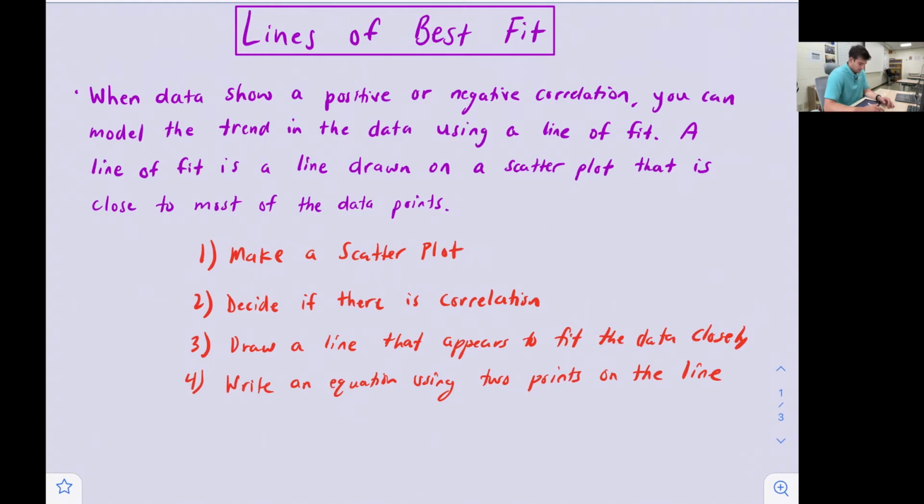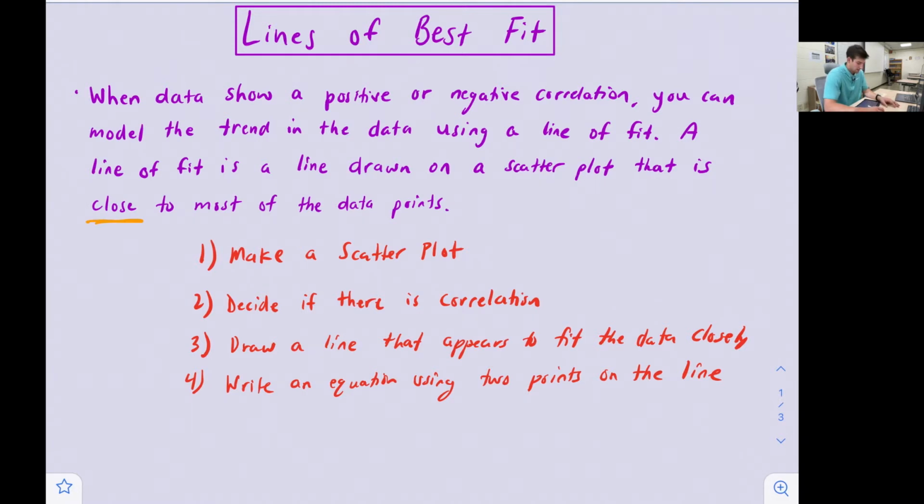So when data show a positive or negative correlation, you can model the trend in the data using a line of fit. A line of fit is a line drawn on the scatter plot that is close to most of the data points. So this is key right here. Close to most of the data points, right? When we look at a scatter plot, we're probably not going to be able to draw a line that goes through every single point, right? That's why it's called a scatter plot.